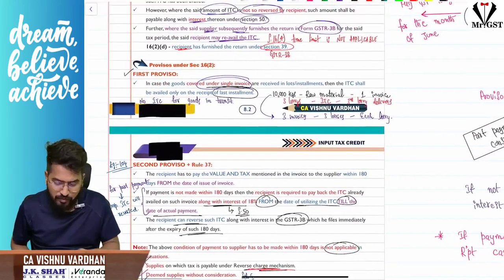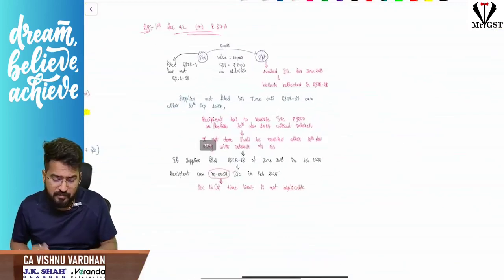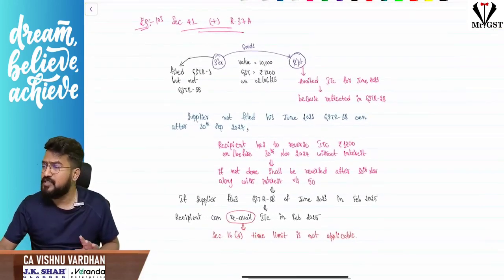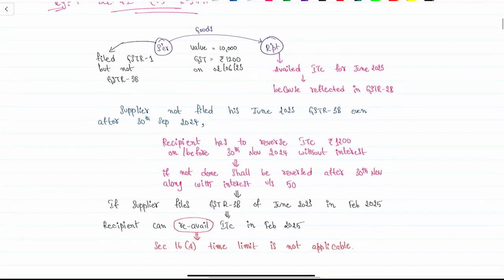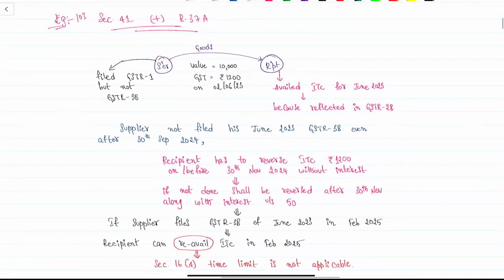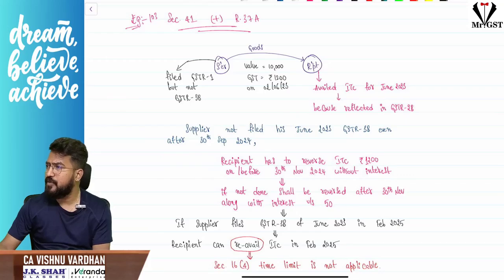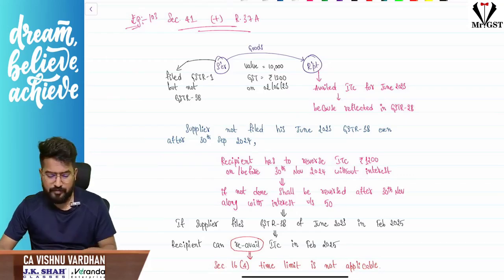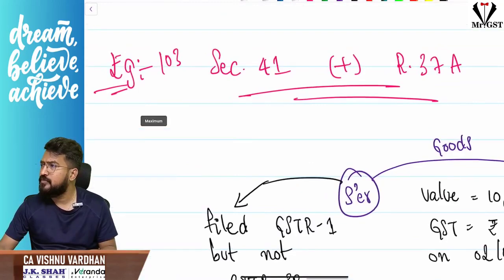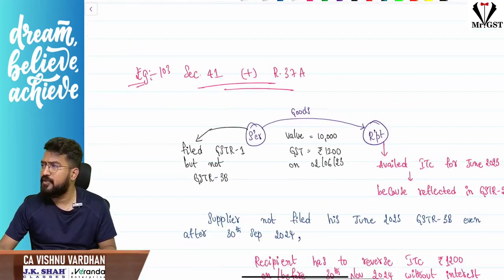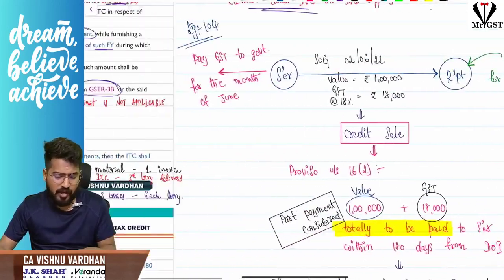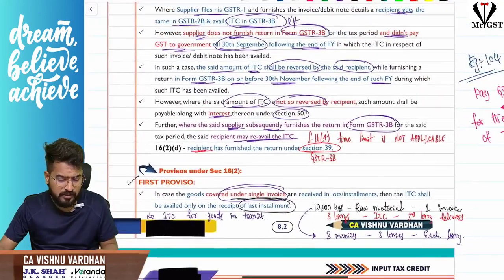Okay, wonderful, super. If you want, just go with this example. You can take a screenshot of this if you want. Hope it is clear. You can pause the video also and go through the example once. I've just given it along with the dates and numbers for your clarity. Section 41 read with rule 37A. Okay, let us move on to the next one.